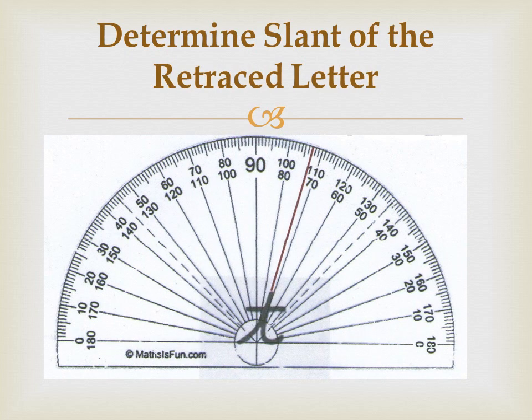In the case of the retraced figure T, again you place the letter on the bottom line of the protractor, as we did with the stick figure T, and follow up the T stem to determine the angle of the letter. In this case, the angle is 73 degrees, making this letter a moderate right slant.